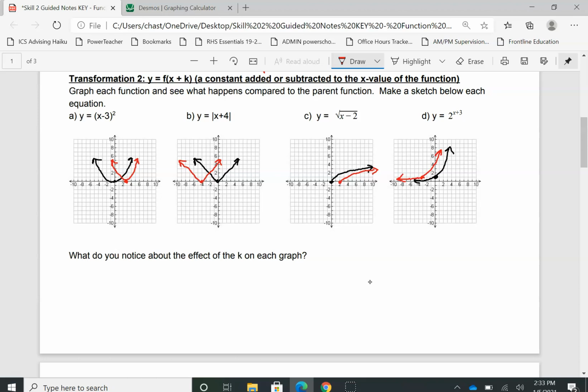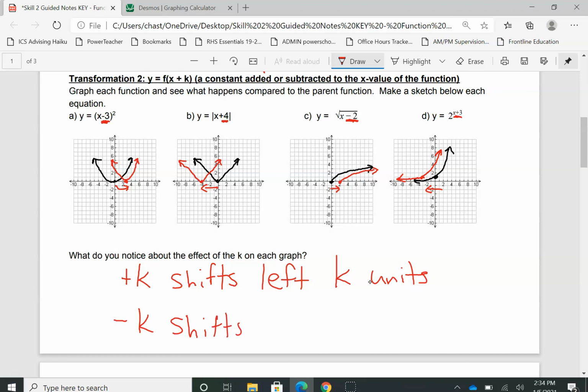So generally, I think you can see that the k value is going to shift the graph left or right. But notice that we had minus 3 here, but we shifted right 3. We had plus 4 here, we shifted left 4. We had minus 2 here, we shifted right 2. And we had plus 3 here, but we shifted left 3. So a plus k shifts left k units, and a minus k shifts right k units.